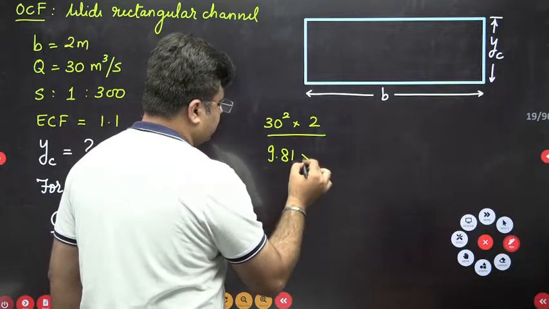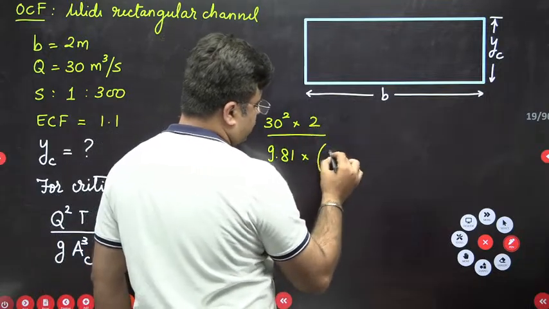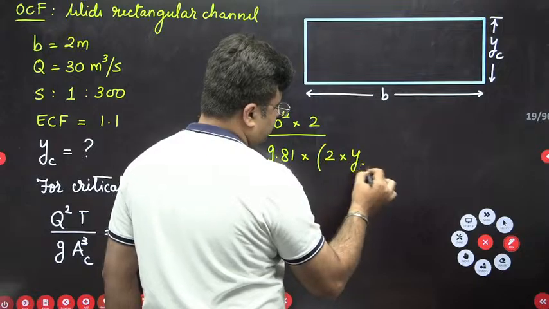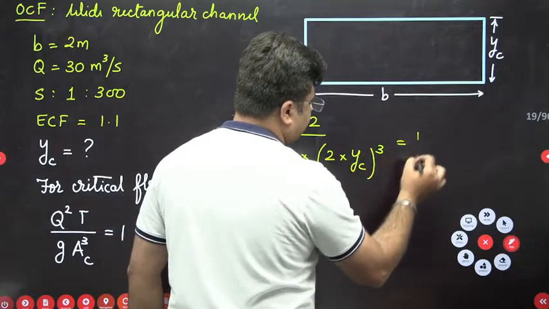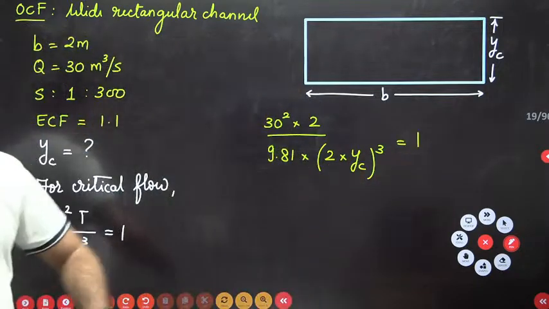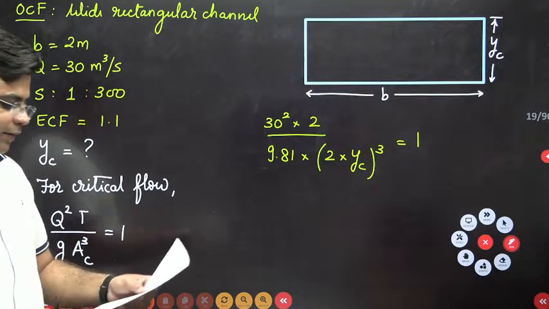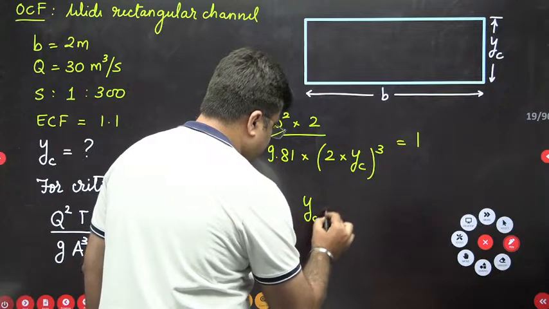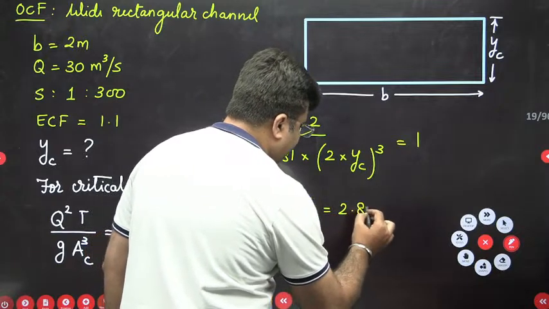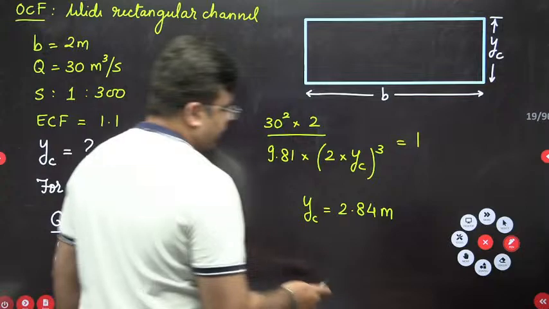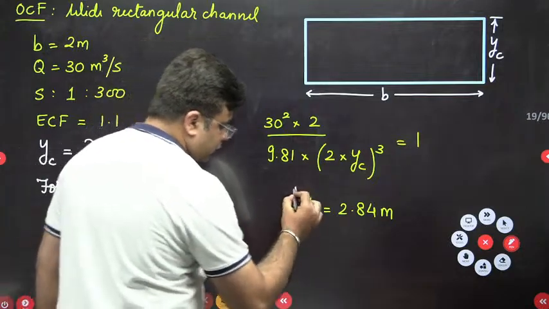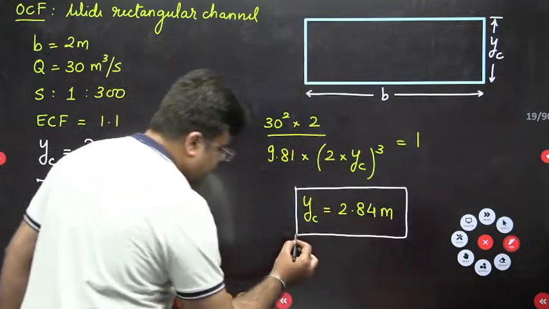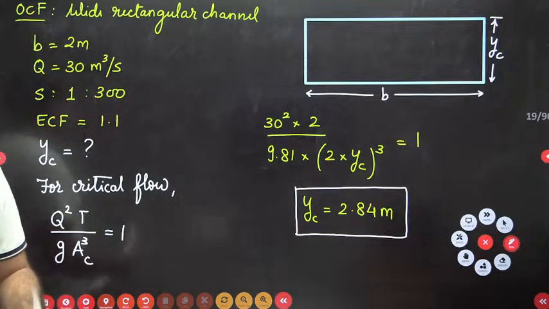And AC. AC is how much? AC is 2 into YC, the whole cube, and this is equal to 1. From here, you can calculate the value of YC, and it will come out as 2.84 meters. This is the value of YC. So a direct formula based question was asked in this open channel flow category, right?